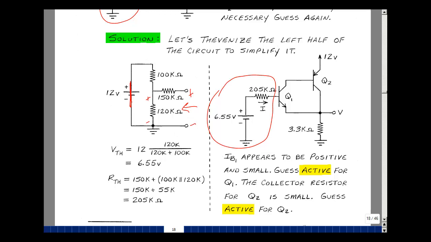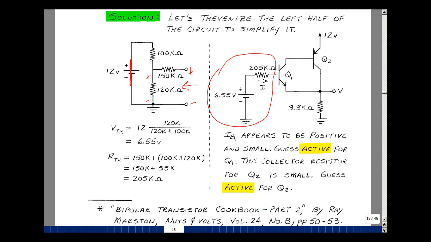I have to guess the states of Q1 and Q2. Now with this bigger resistor here, I'm going to have a very small base current. I guess probably this is going to go active. And then over here, I've got a small resistor, and I've got 12 volts. This drop plus this drop has to add up to 12. If this is a small resistor, then we won't have probably a big drop across here, and we'll have most of the 12 volts across here. And I guess that that's also active.